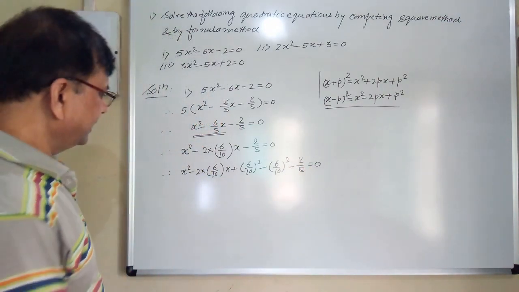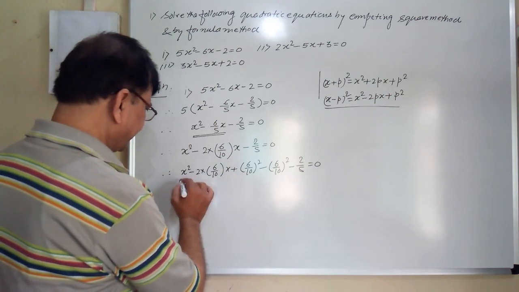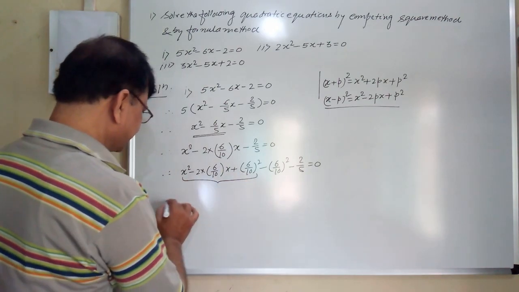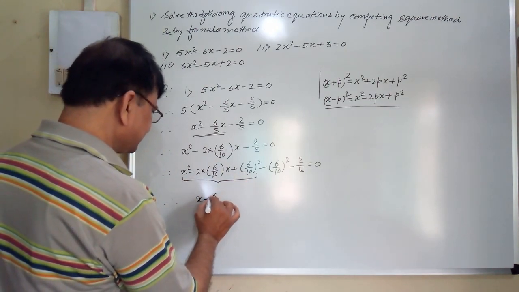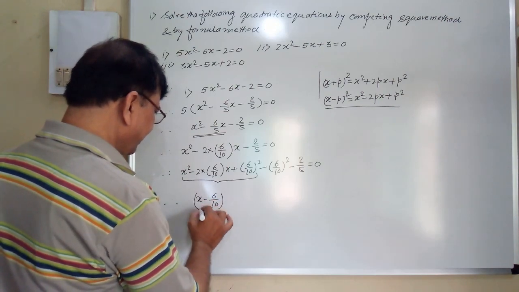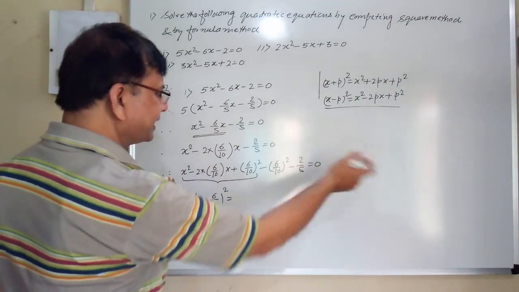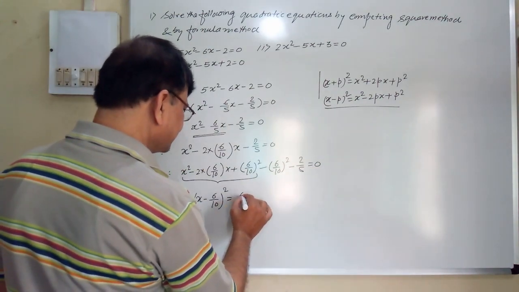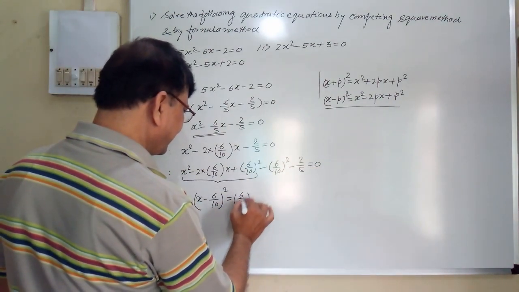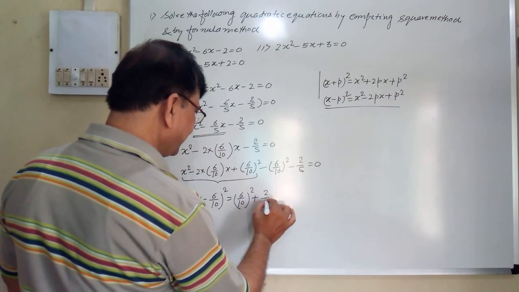Clear? Now, this quantity is x minus 6 by 10 whole square, that is equal to, we will transfer the whole quantity to the right hand side. So we will get 6 by 10 whole square plus 2 by 5.